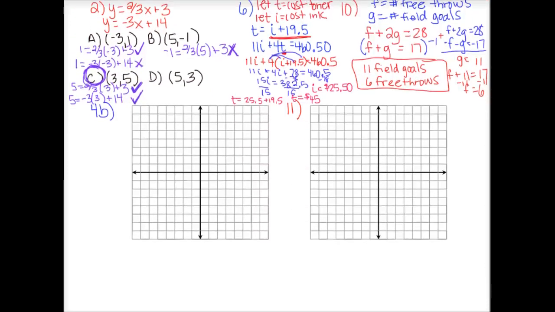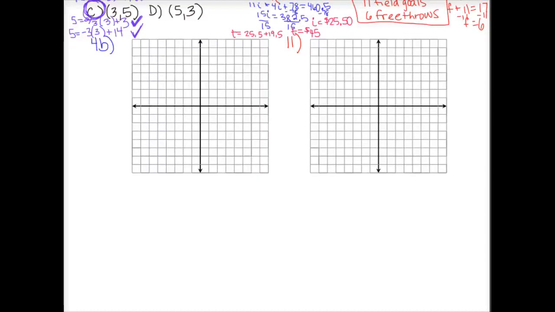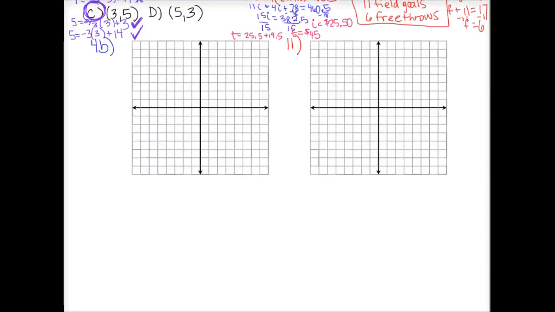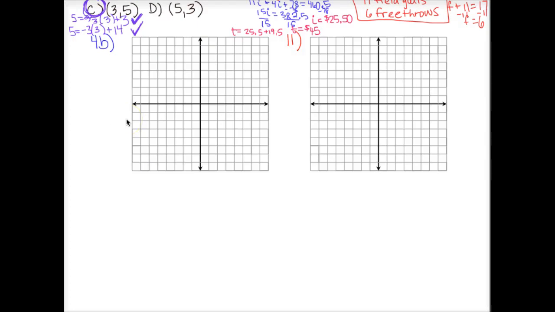All right, now we are moving on to activity 18, and we're going to start with 4B, which is graphing a system of inequalities. So the first inequality is x minus 4y is greater than or equal to 4. To get y alone, first I subtract x. So negative 4y greater than or equal to negative x plus 4. Then I divide by negative 4. When I divide by a negative, remember that means that I need to flip the symbol.